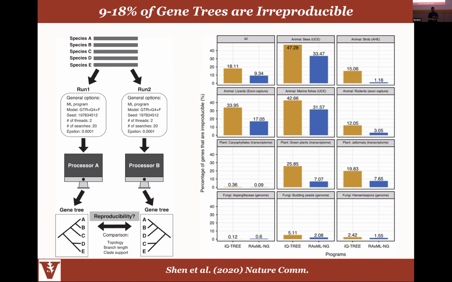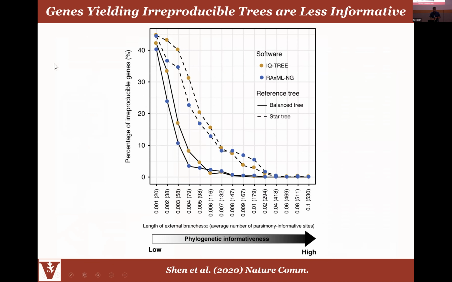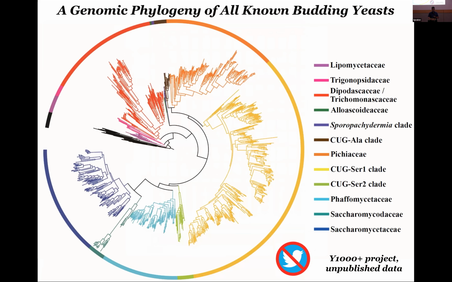Now, the good news is that these are not just random gene trees. They are the genes that tend to be less informative, tend to have lower amounts of phylogenetic signal. If you do simulation studies where you plot the phylogenetic informativeness, how much phylogenetic signal you have in a particular gene, against the percentage of irreproducible gene trees, they really correlate with lack of information, which makes a lot of sense. The optimizations that these software packages use give rise to the irreproducibility.